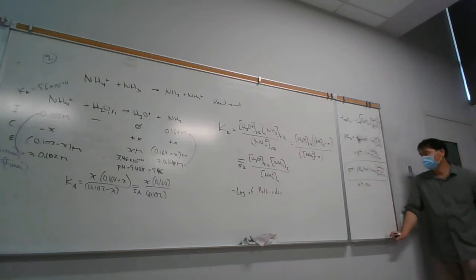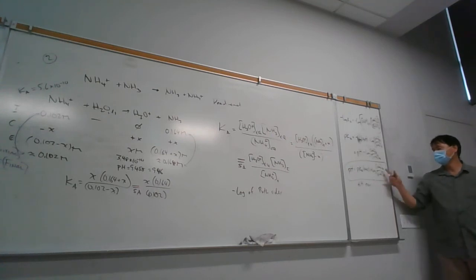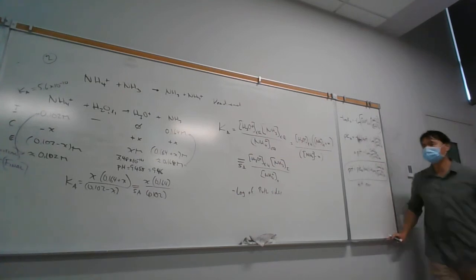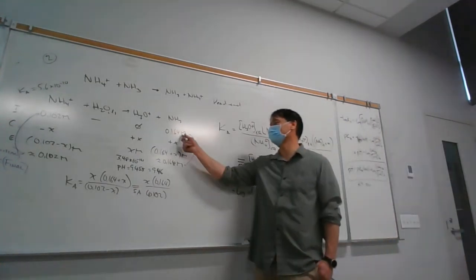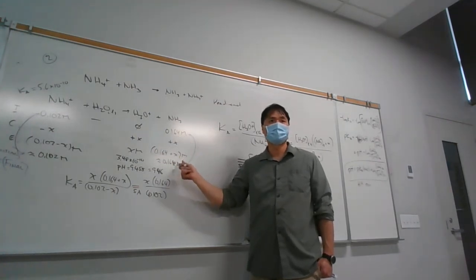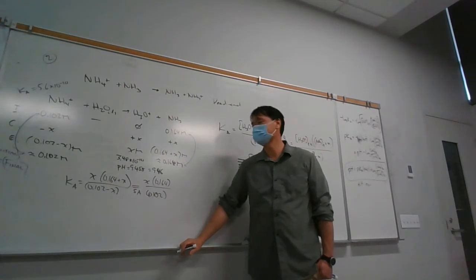The advantage of the HH equation is we just put in the initial values. If we just put in the initial values, we don't have to do the ice table, because the common ion effect is going to tell us. As long as the simplifying assumption holds true, we don't have to do the ice table for this.